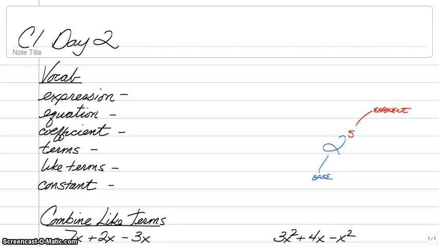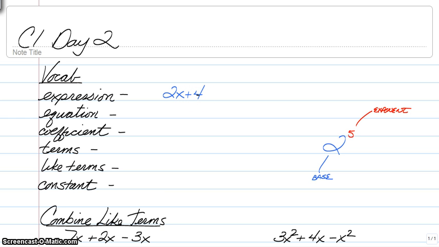Alright, Algebra 2 Trig, second day of notes for Chapter 1. Today we're just going to start out with a little bit of vocabulary, but I'm just going to be talking about it and giving you a few examples. So the first one's an expression. Here's an example for you. 2x plus 4 is an expression.